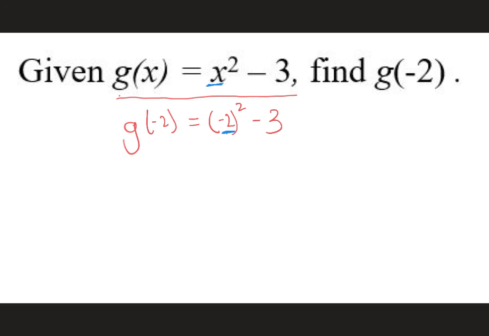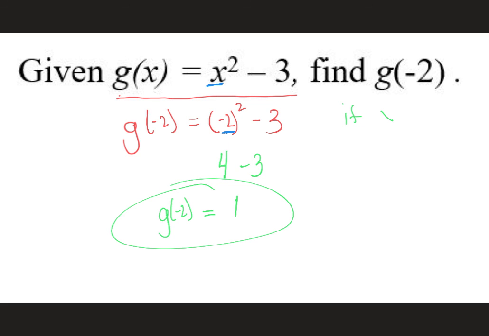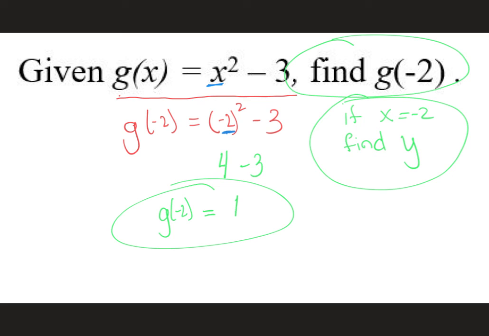So negative 2 squared is actually positive 4 minus 3, so it equals 1. So g of negative 2 would equal 1. And that's the same thing as saying if x equals negative 2, find y. This would be the same idea of saying find g of negative 2.